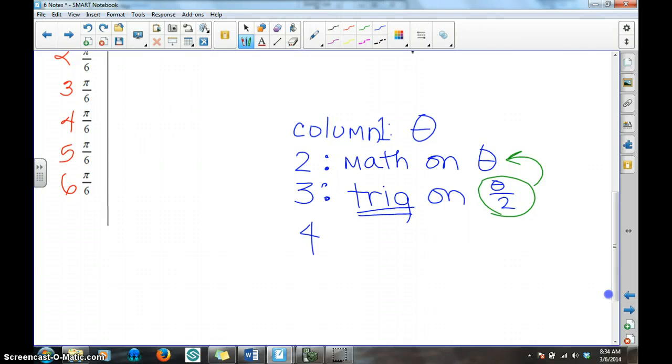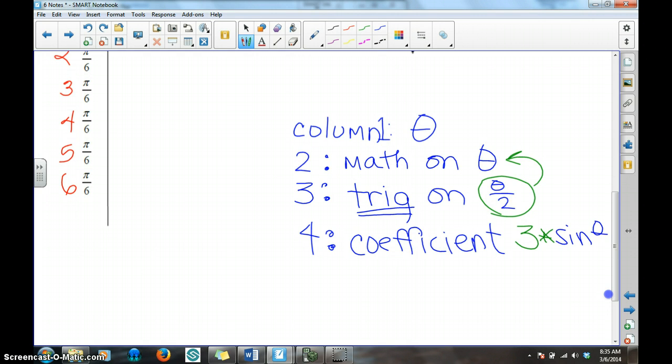If I have a fourth column, it'll be a coefficient. So if the sine, the cosine, the tangent, the secant, the cosecant, or the cotangent has a coefficient, that will happen in column 4. So in this particular question, I'll be doing 3 times what I just found in column 3. The sine of theta over 2 is the answer that's sitting in column 3. Does that make sense? I'll multiply it by 3. I think it's 3, right? Did I write 3? -3.